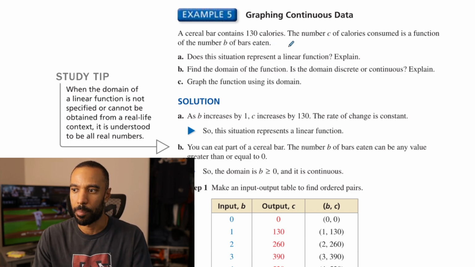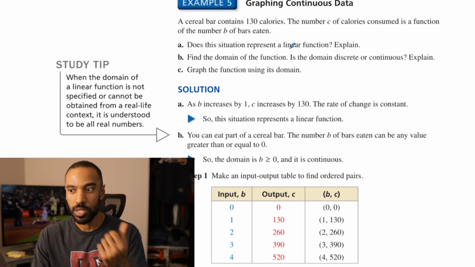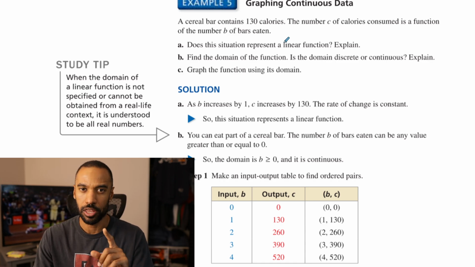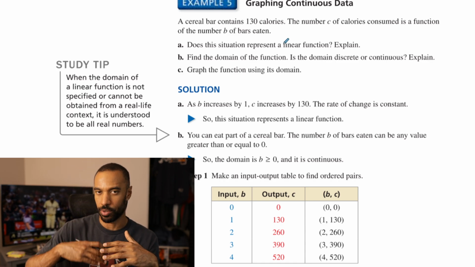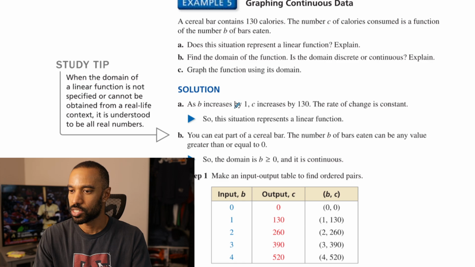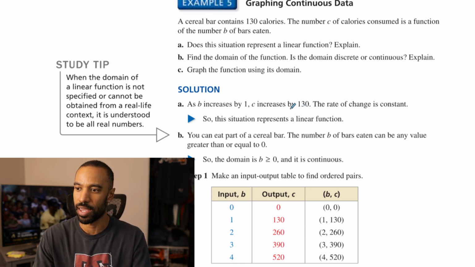It says, does this situation represent a linear function? Well, it seems it does, because every time you eat another bar, a constant increase, the number of calories increases by another 130. They say the same thing. B increases by 1, C increases by 130.